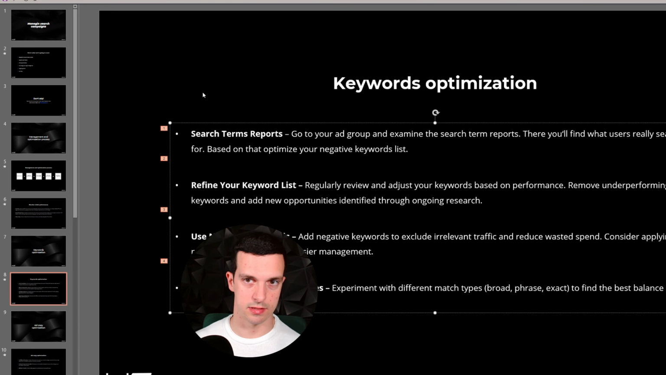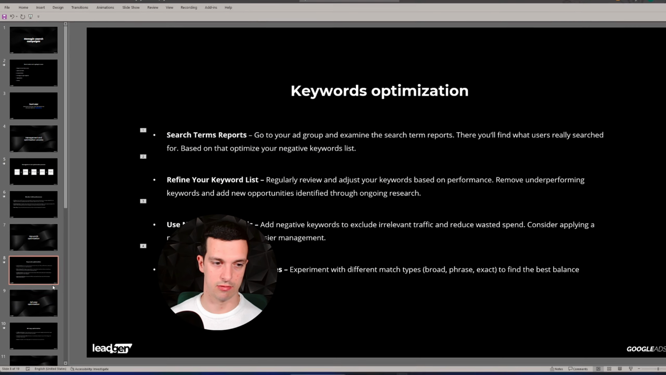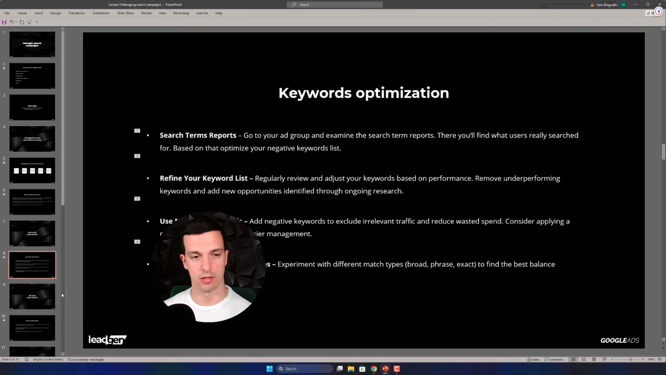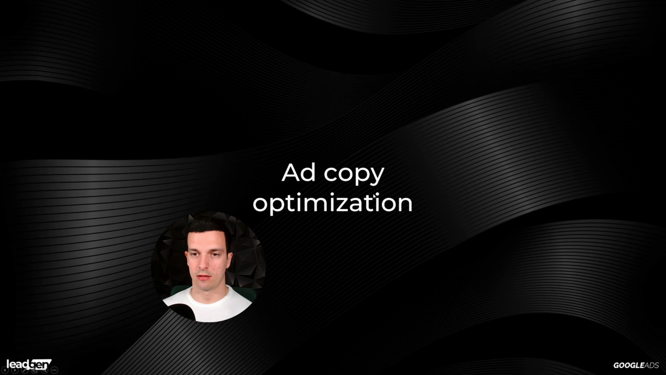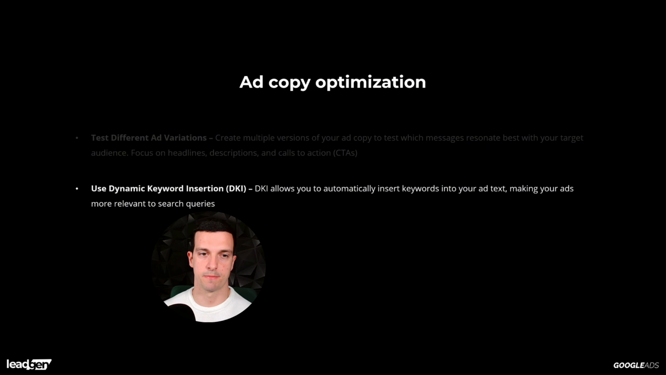I think this is the keyword optimization process, and I do this regularly, and it works pretty fine. Ad copy optimization: test different ad variations. Create multiple versions of your ad copy to test which messages resonate best with your target audience. Focus on headlines, descriptions, and calls to action.